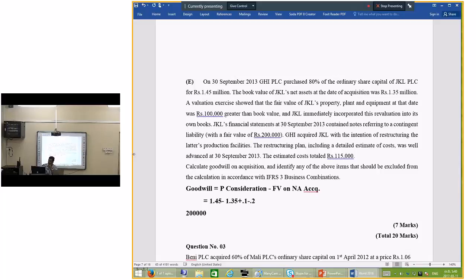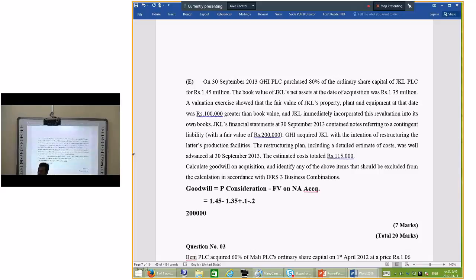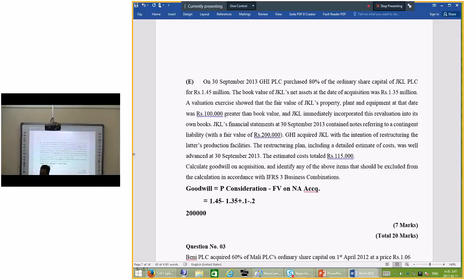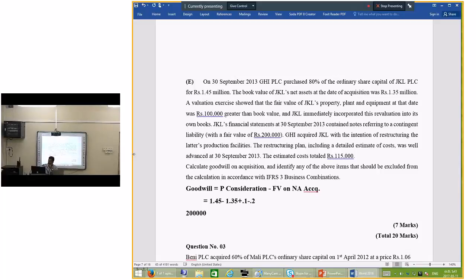80% of the ordinary share capital of JKL PLC for 1.45 million. The book value is 1.35, it's given. On that date, they had PPE greater than book value by 100,000, it means 0.1. And there was a contingent liability. We have to subtract it, 200,000. That's what I told you previously. Can you remember? Cost of control, debit.